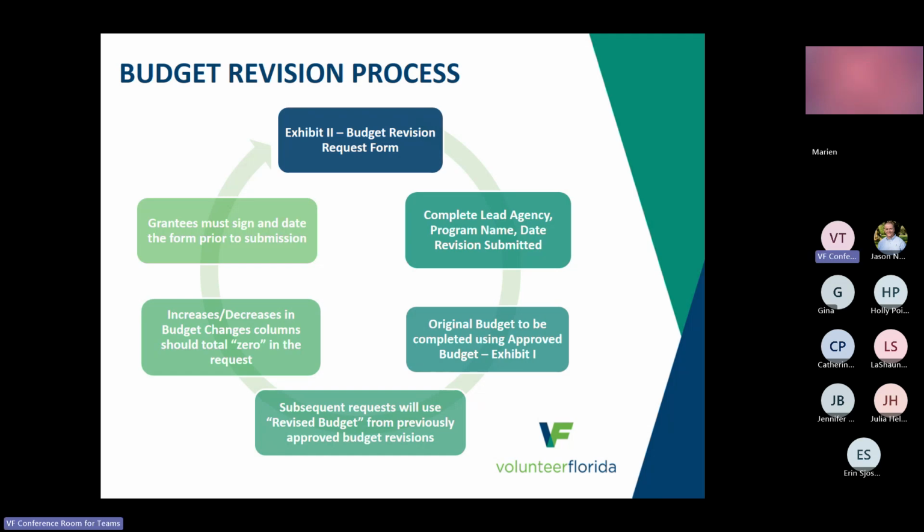be 0. Remember, when doing a budget revision, you're not getting more money. You are actually just moving money around within your budget to better serve your needs. So your increases will equal your decreases. So those budget changes should zero out at the bottom. You will then need to sign and date the form prior to submission at the bottom of the form.